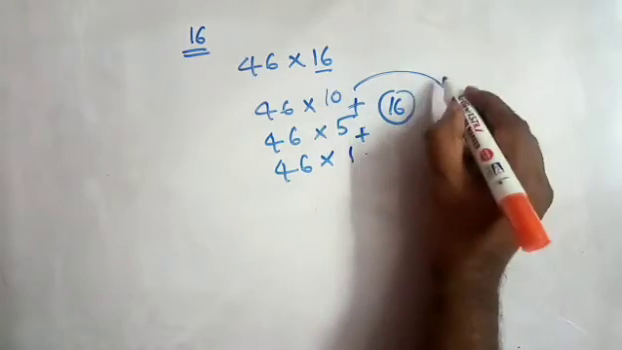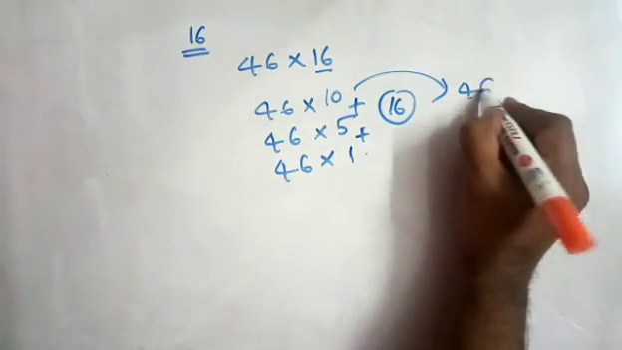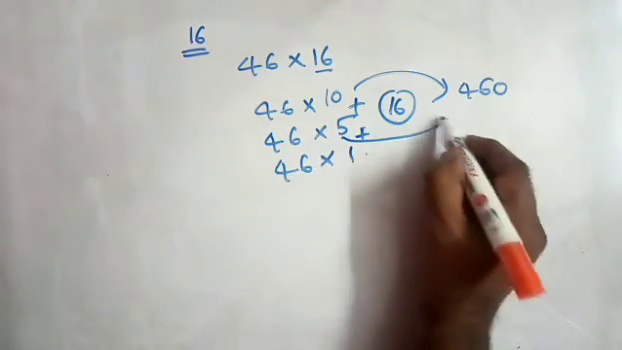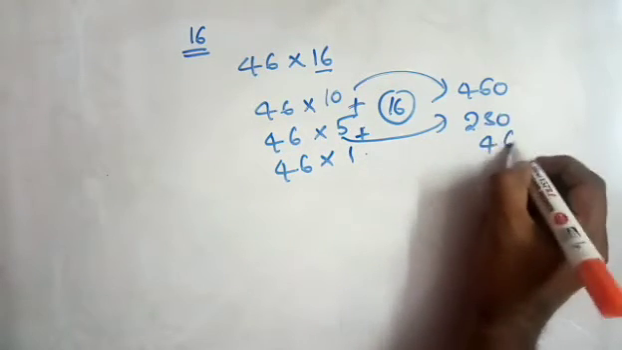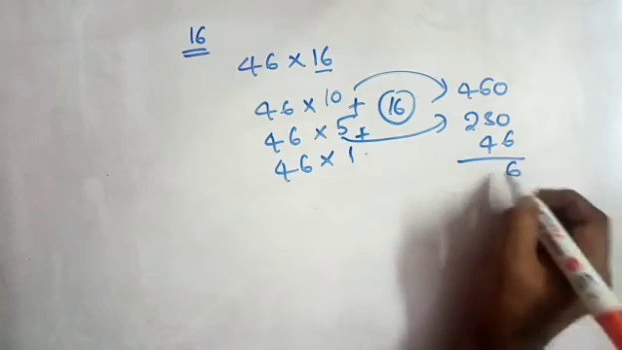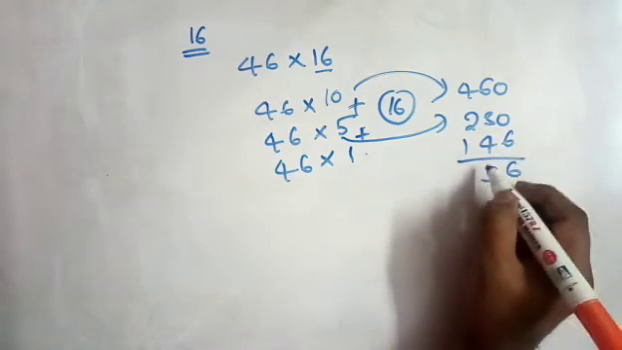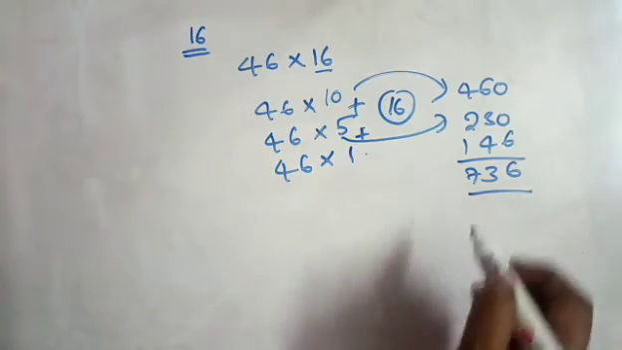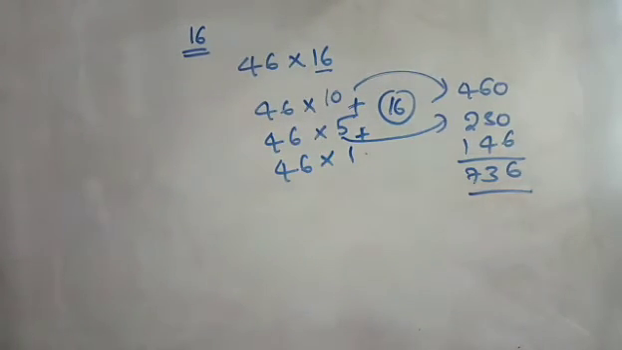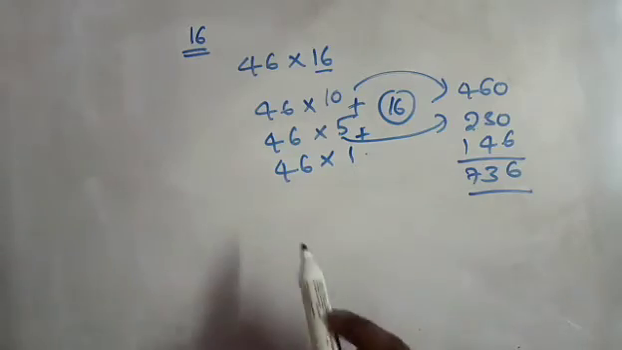So 46 times 10, how much? 460. 46 times 5, how much? Half of 460, 230. Then 46. Then how much does it come? 6, 13. Then here it is 736. So like this we are going to solve multiplication of any number.